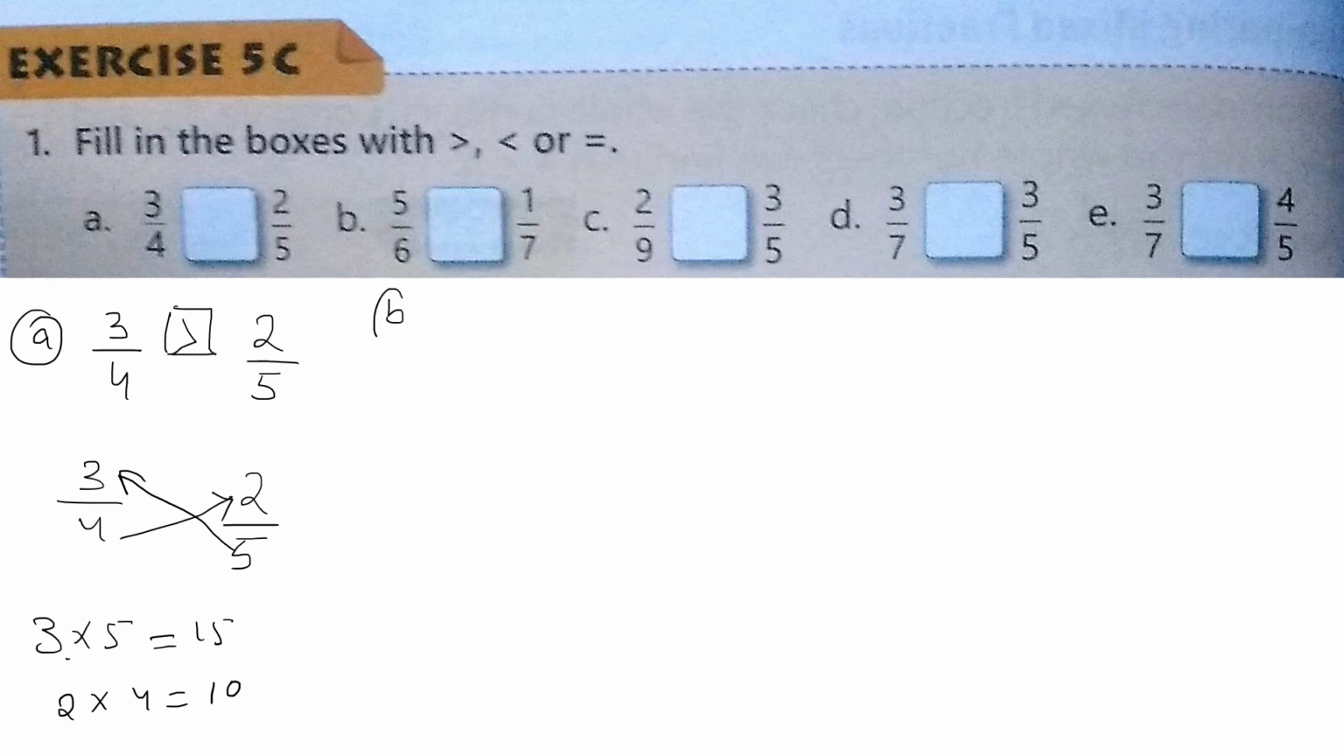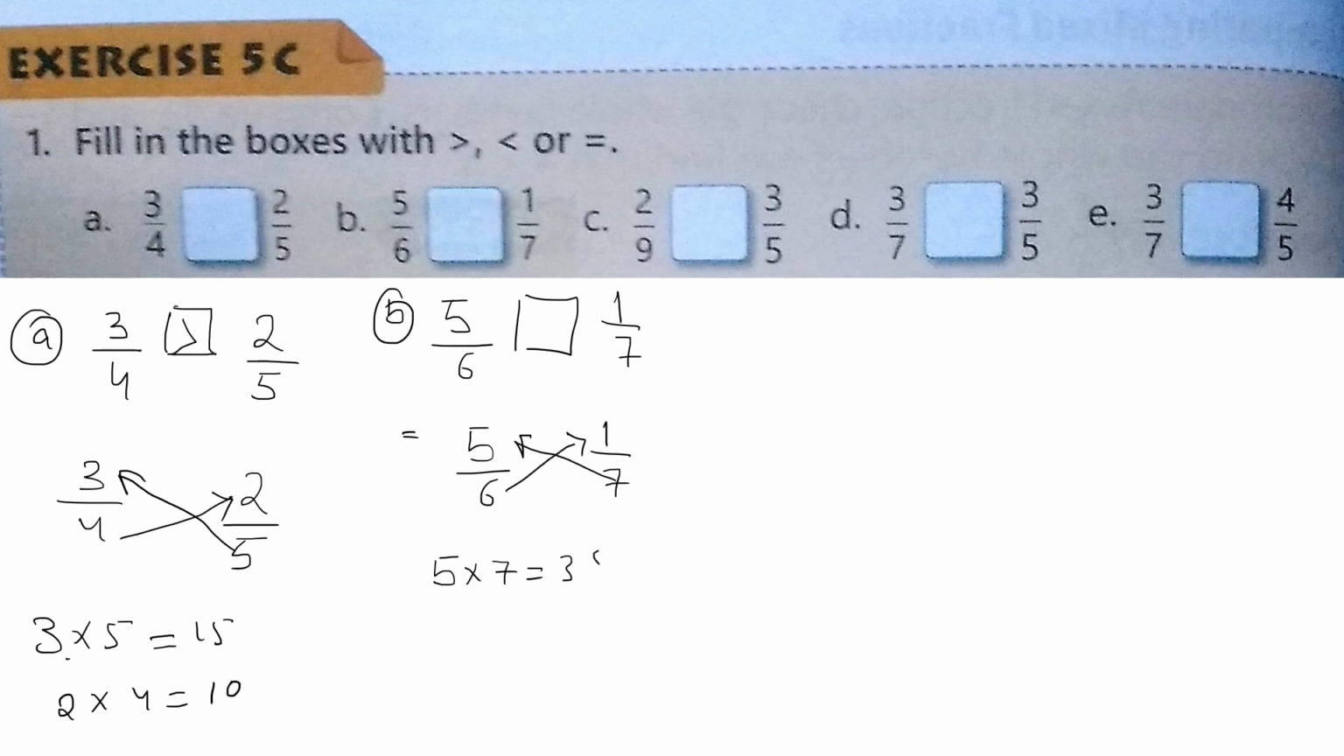Okay, now number B, 5 by 6 and here 1 by 7. Again we will do the same thing. Just multiply with that. Always write down the numerator first. 5 multiplied by 7 is equal to 35, and here 1 multiplied by 6 is equal to 6. That means 5 by 6 is greater.